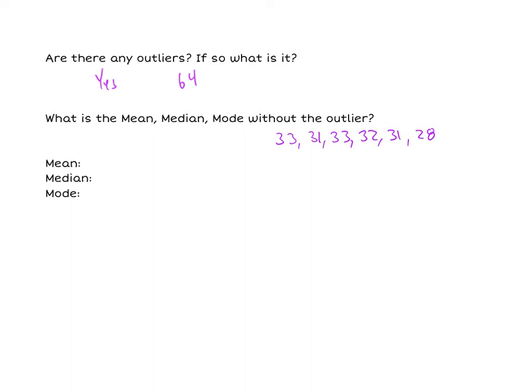So the mean, when I do it without the outlier, I get 31.16666, so in that case you would write 31.16 with a repeating line over the 6. The median, the middle number here, is 31.5. The mode, in this case, is still 31 and 33.